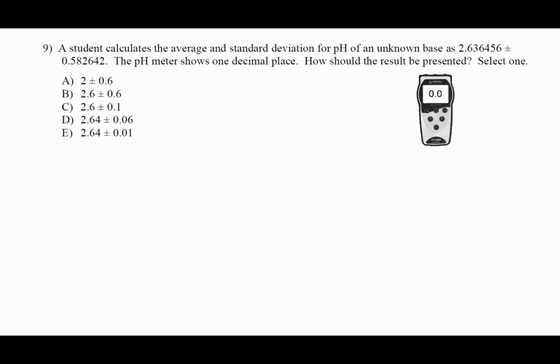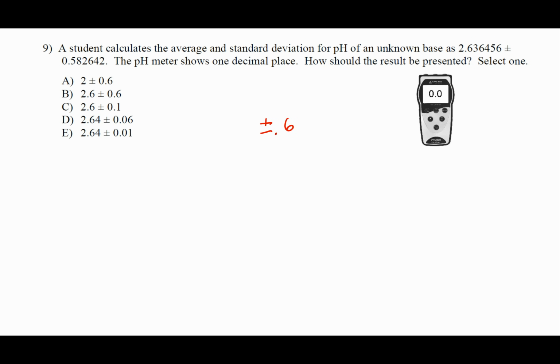A student calculates the average and standard deviation for the pH of an unknown acid or base: 2.636456 plus or minus 0.58264. The pH meter shows 1 decimal place. How should you report the error? Rule 1, report the error with one significant figure unless it begins with a 1 or 2. It does not. It begins with 5, which will round to 6 because of the 8 next to it.